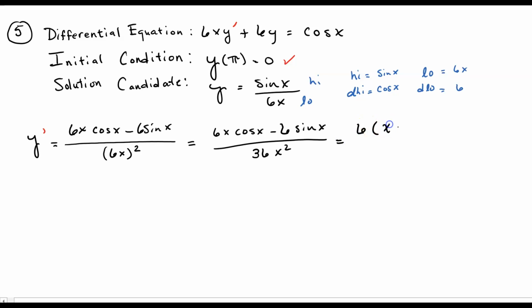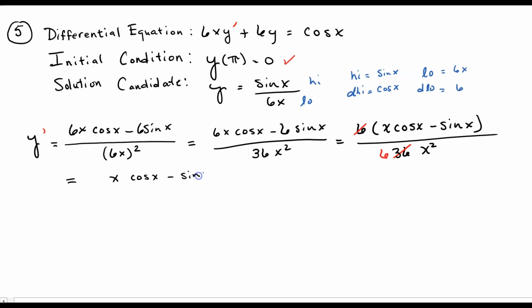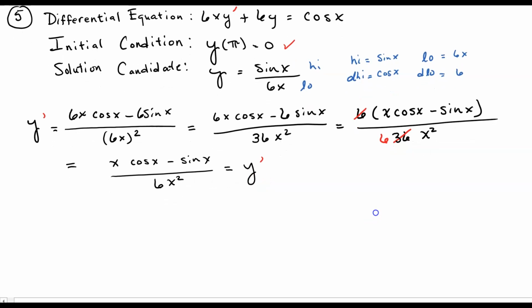If I factor out the 6, I'm going to have x cosine of x minus sine x. And then I'm going to divide that by 36x squared, and what ends up happening is you end up eliminating 6 out of 36, and it becomes 1 over 6. Okay, so there's our derivative, which is going to be x cosine x minus sine x, all divided by 6x squared. This is our value for y prime.